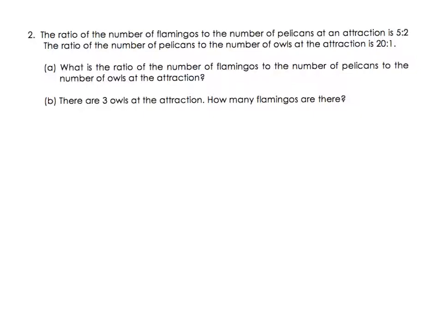Here's one problem where we can use ratios to solve a more complex problem. The ratio of the number of flamingos to the number of pelicans at an attraction is 5:2. The ratio of the number of pelicans to the number of owls at the attraction is 20:1. Letter A. What is the ratio of the number of flamingos to the number of pelicans to the number of owls at the attraction? And letter B. There are 3 owls at the attraction. How many flamingos are there?